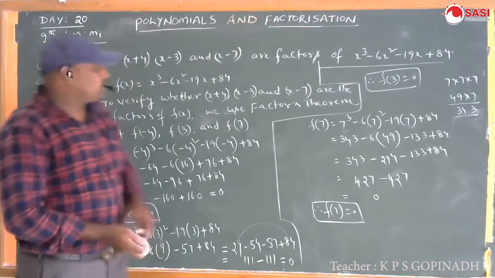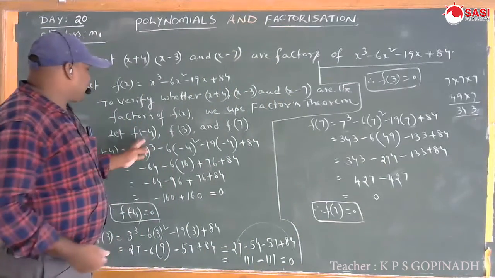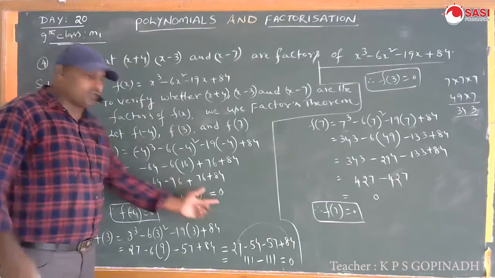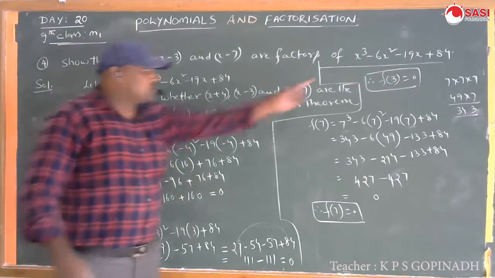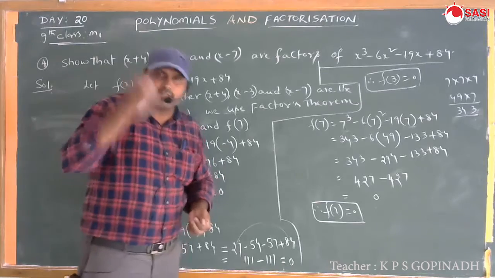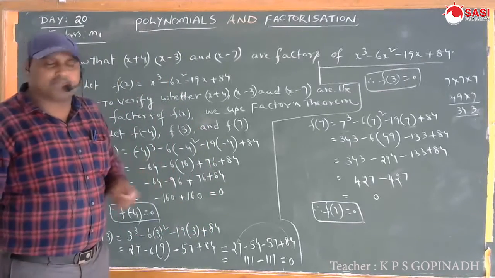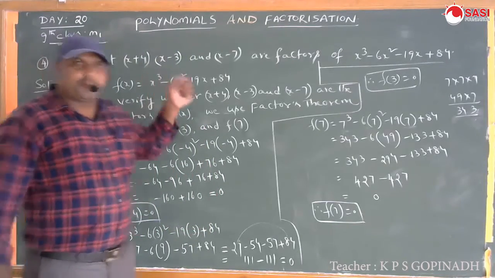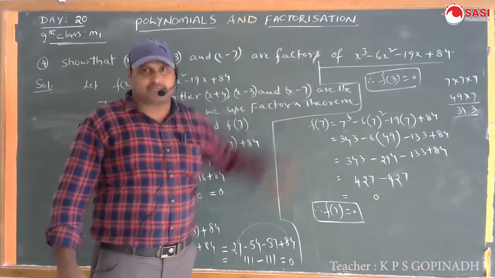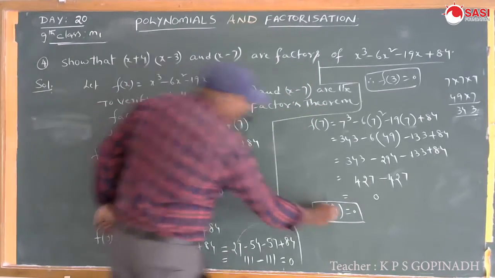So what happened here? First you calculate f of minus 4, f of 3 and f of 7. F of minus 4 equal to 0 came. F of 3 also 0 came. And f of 7 also we got 0. So according to the factor theorem, if p of a equal to 0, then x minus a is a factor of p of x. So now here p of a equal to 0 came.